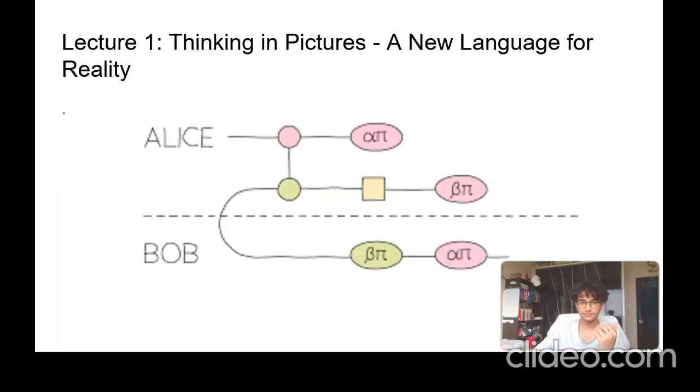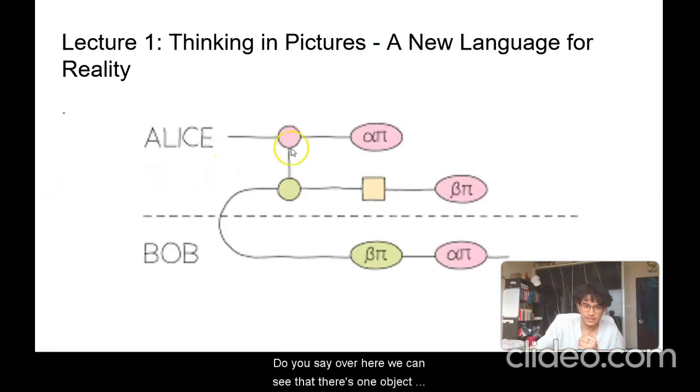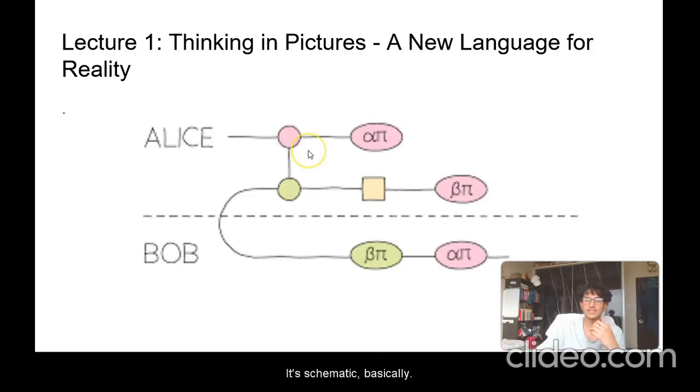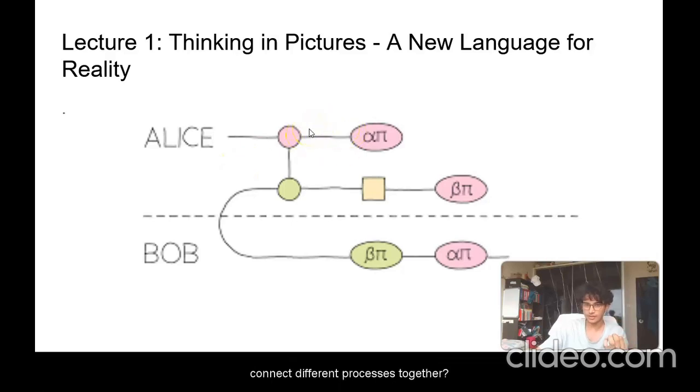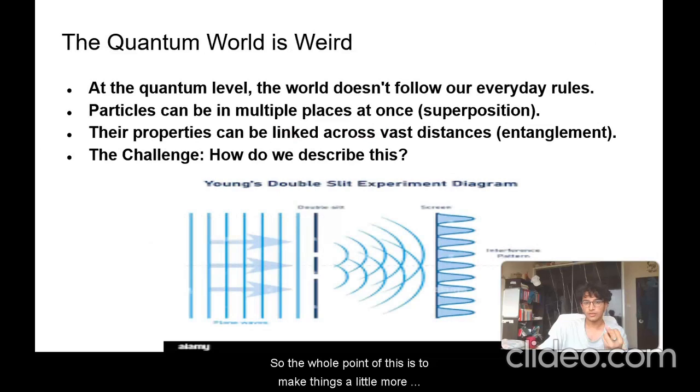Starting with the first slide, everything about this book is about thinking in visual terms. Over here we can see there's one object, and another object over here. The relationship is defined by this diagram, which has all these little boxes and little diagrams. It's schematic, basically. This is called a process in this type of language, and all of these little dots over here are what connect different processes together.